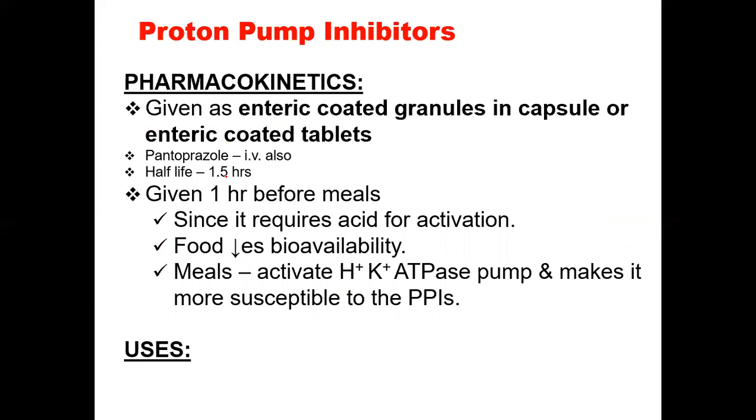Now, these drugs are used as enteric coated granules or tablets. And why are they used? Because these drugs have to act from within the lumen. They have to first enter the cell, and only then will they be able to have their action. The half-life of this particular drug is 1.5 hours, and the best time to give this drug would be 1 hour before the meal, because it requires acid production. We talked about this. The pH should be less than 5. Food decreases bioavailability, and meals tend to activate this hydrogen potassium ATPase pump and make it more susceptible to proton pump inhibitors.